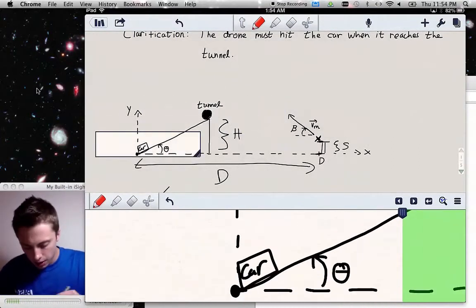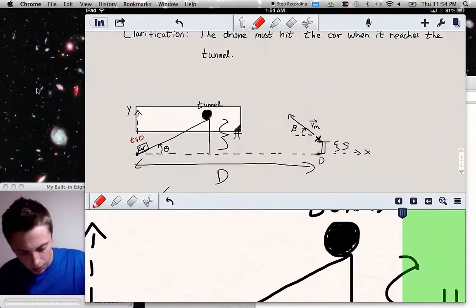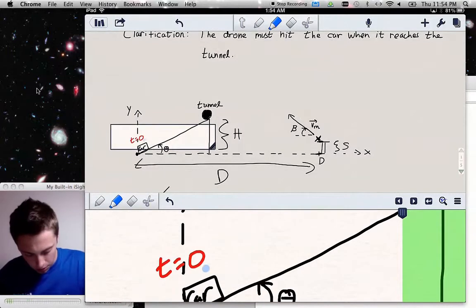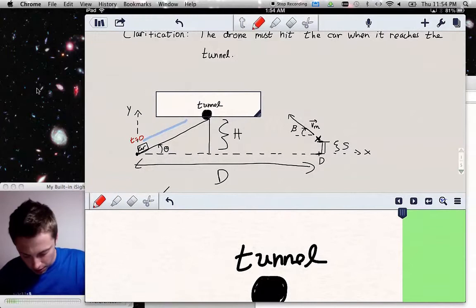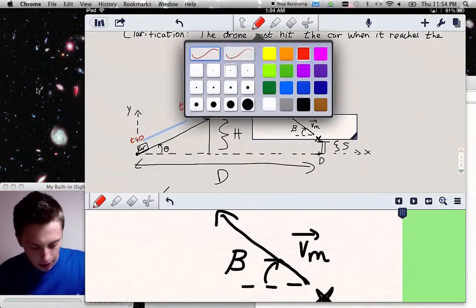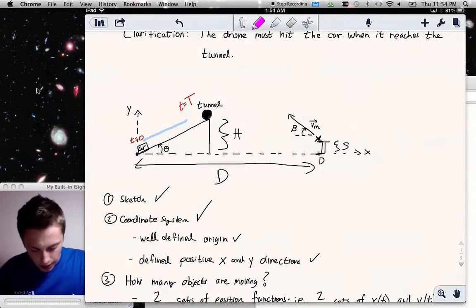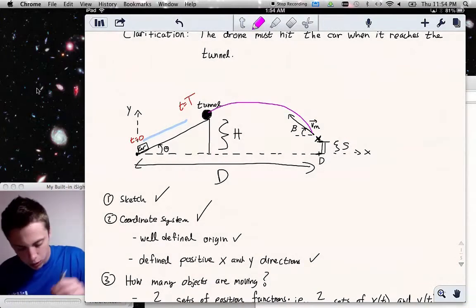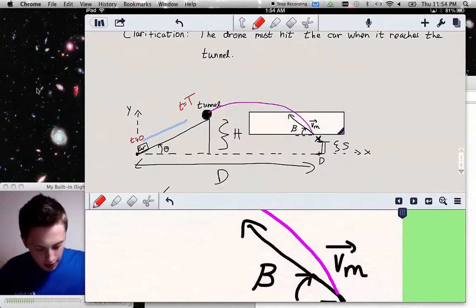So the car starts down here at time t equal to 0. It will move up the ramp, okay? So it then goes up the ramp, and it reaches the tunnel at a time t equal to capital T. At the same time that the car reaches the tunnel, the drone, which started at t equal to 0, hits the car at the tunnel at t equal to capital T.